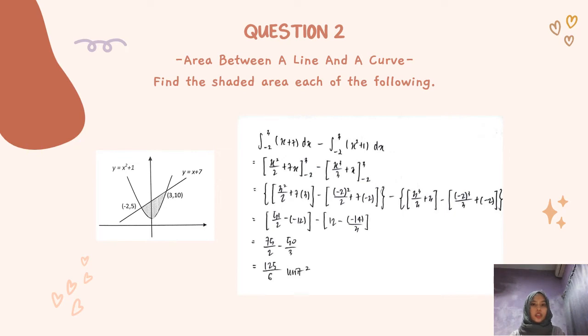After that, we get this as a new equation, which is in the bracket 3 squared per 2 plus 7 in the bracket 3, minus negative 2 squared per 3 plus 7, divided by negative 2. And then we put this in one bracket, and then we have to minus it with the other number, which is 3 squared 3 per 3 plus 3, minus negative 2 squared 3 per 3, and plus negative 2.